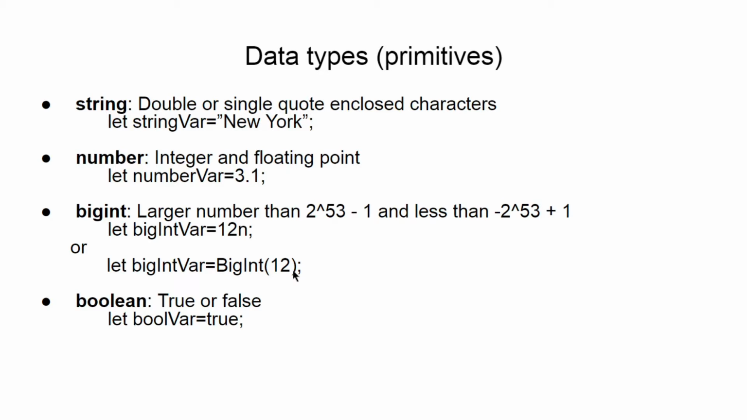Next data type is boolean. It is used to store true or false values. Very simple. It has the same pattern. Okay.